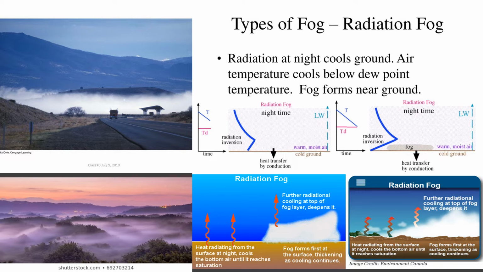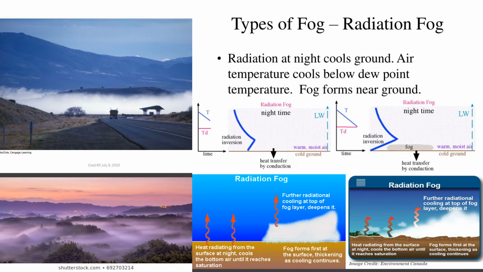Now let's talk about one kind of fog, which we call radiation fog. Radiation and conduction are the primary means of cooling nighttime air near the ground. Fog produced by Earth's radiational cooling is called radiation fog, or we can say ground fog.